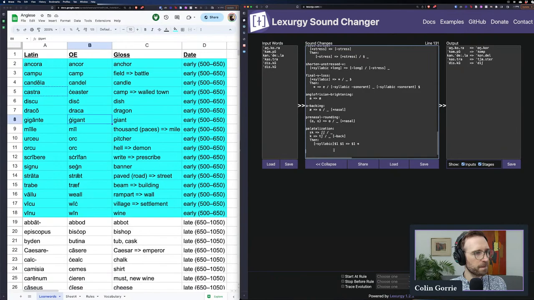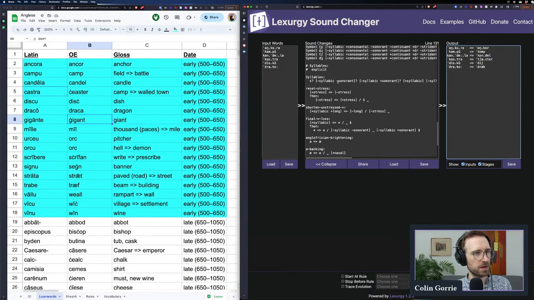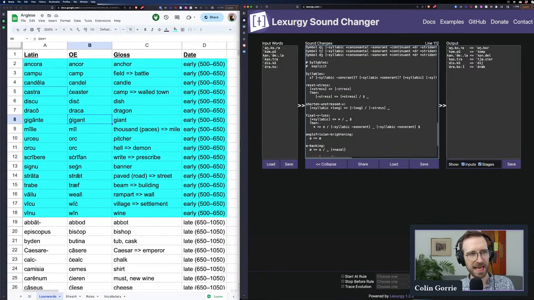So let's see what to do about it. Draco. So this gives us drac. And this is not what we want. So we're going to have to edit one of our rules. What rule are we going to edit? Well, we've lost the vowel that we shouldn't have lost. So we need to exempt long vowels from this loss.